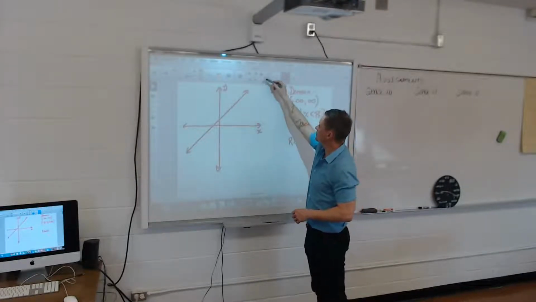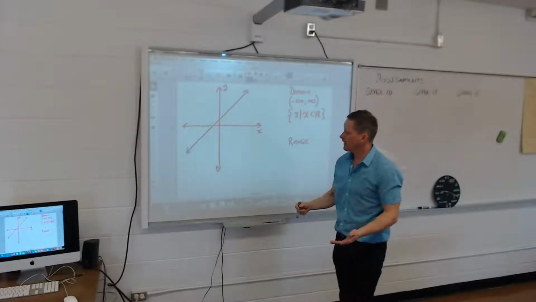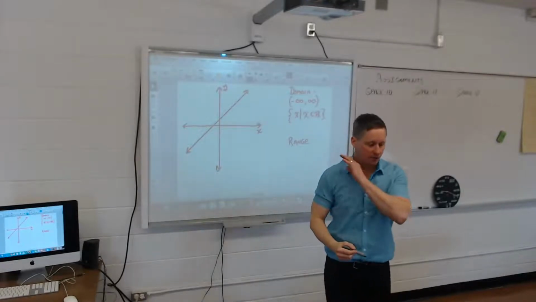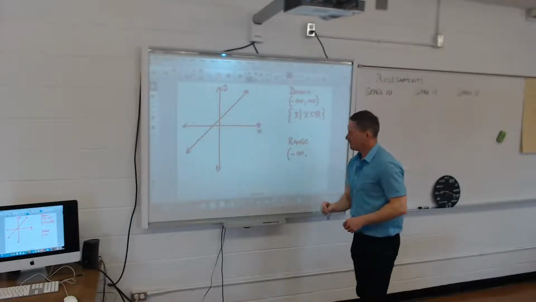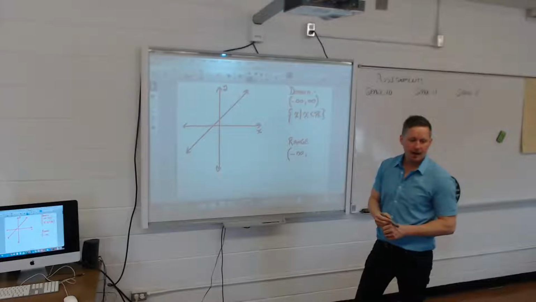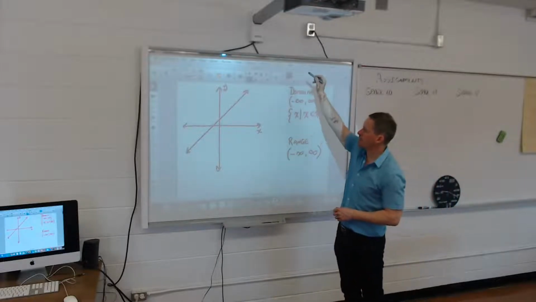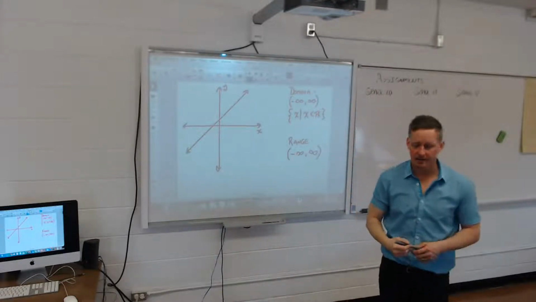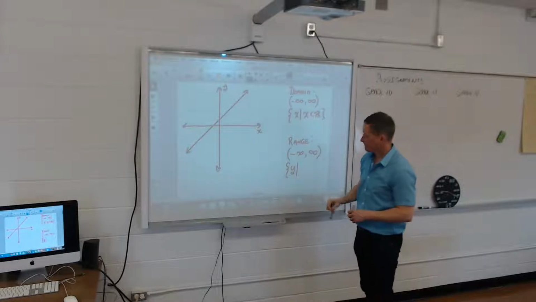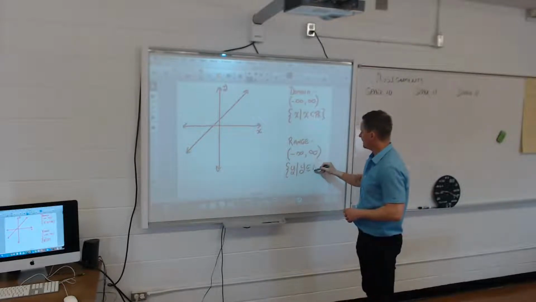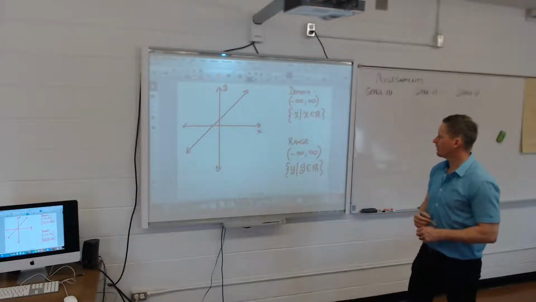So that's X such that X is an element of all reals. Now when I look at my range, how low does this graph go? Well, again, that arrowhead suggests that it goes forever down. So it goes minus infinity down. How high does it go? Positive infinity up. It goes up forever. And again, that's because of my arrowheads. All right? So to write this out then, y such that y is an element of all reals.